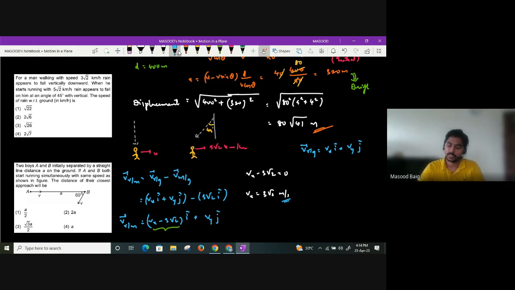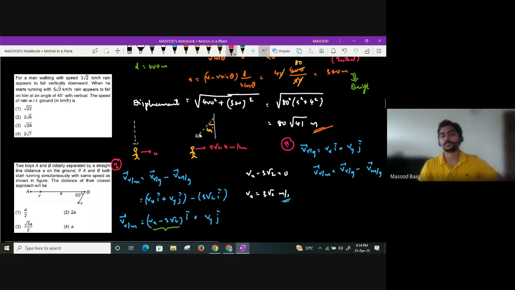Again, I'll apply the same formula. Velocity of rain with respect to man is velocity of rain with respect to ground minus velocity of man with respect to ground. Is that clear? So what is velocity of rain with respect to man now in second case? This was in first case. This is in second case. Yes or no? Now how is it falling? By making an angle 45 degrees with the vertical, guys. So can I say horizontal component and vertical component, will they both be equal or not? Yes or no, yeah. Right.